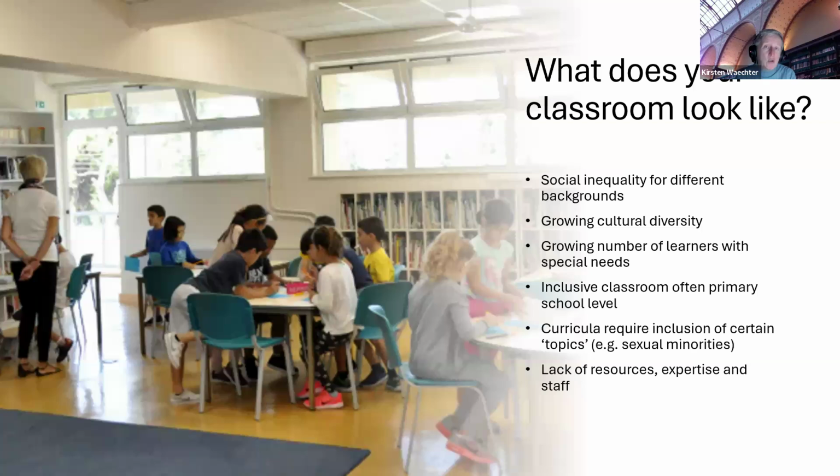We have a growing cultural and ethnic diversity in Germany, but we also have, because we do no longer have these special schools for people with learning disabilities or something, we want to have the inclusive classroom. So you have a growing number of learners with special needs in your classroom. And we have, of course, curricula that require inclusion of certain topics, like talking about sexual minorities. And a lot of teachers do not find that really that easy to do, especially with a group of adolescent teenagers, as you can imagine. And of course, the problem is there is a lack of resources.